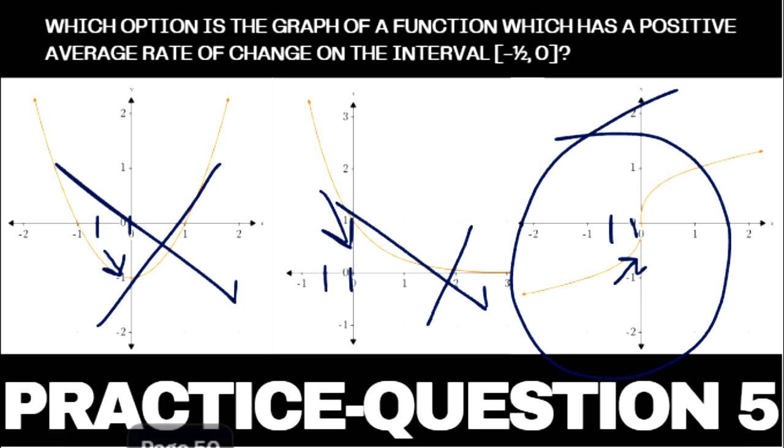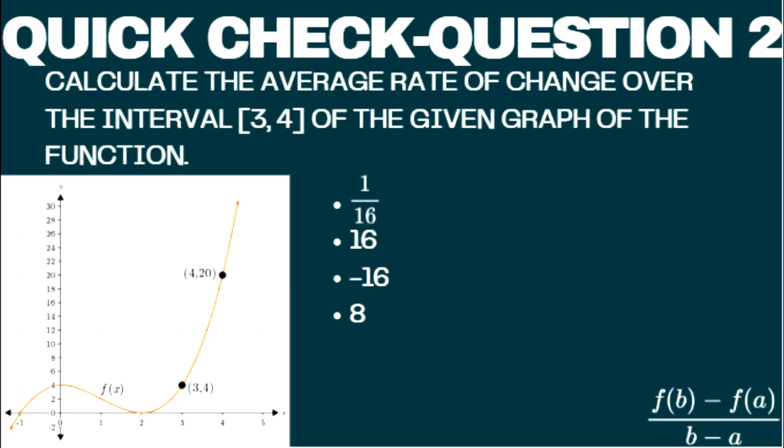All right, here are your quick check questions for the end. I will not give you the answers. Calculate the average rate of change over the interval 3, 4 of the given graph of the function. So first, use this interval to figure out your two coordinate points on the graph, then plug the coordinate points into this formula, and then figure out which of these is the correct answer.